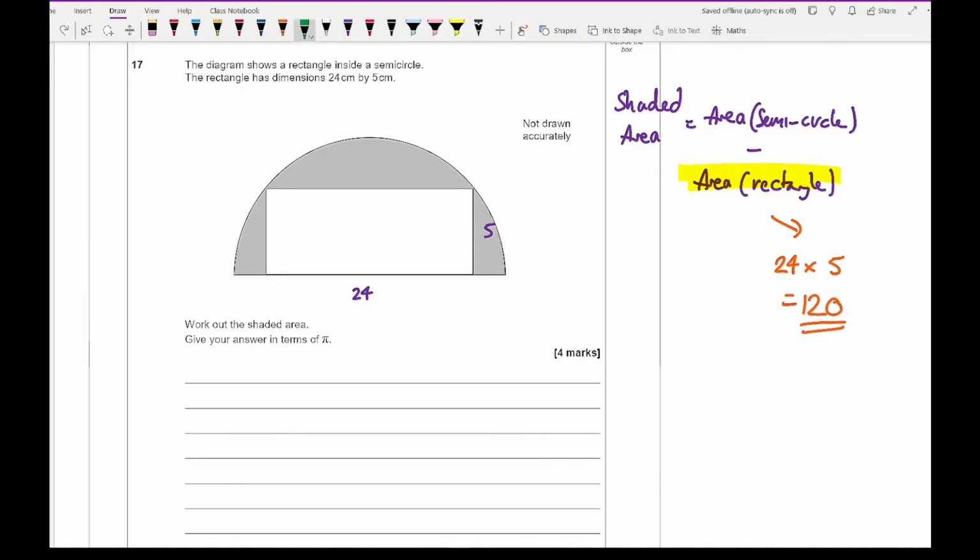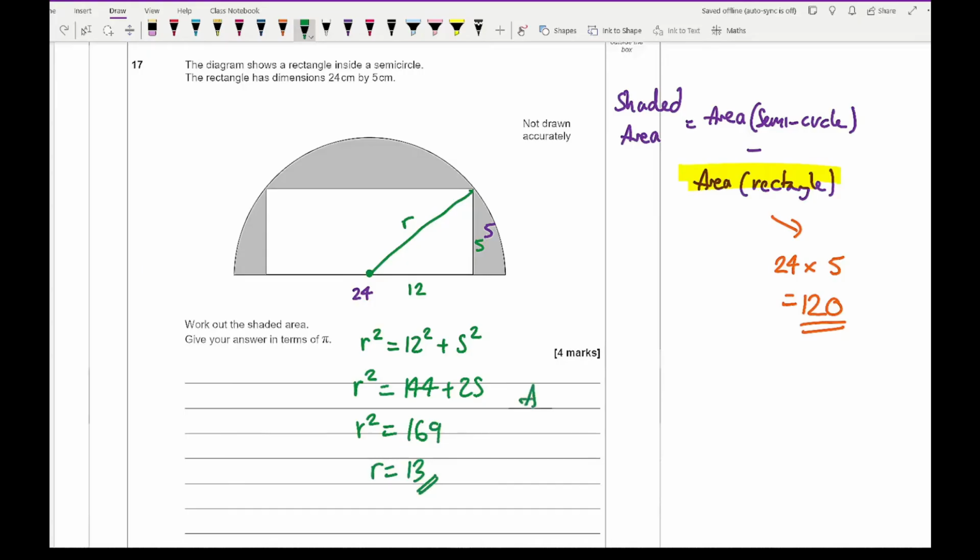Now for the area of the semicircle, I need to know what the radius is, which is this green line here. Now for this, what I can do is I can use Pythagoras to work out what the radius is. So r squared equals 12 squared plus 5 squared. So r squared equals 144 plus 25. So r squared equals 169. So r equals 13.